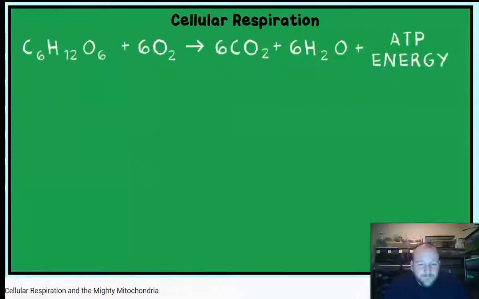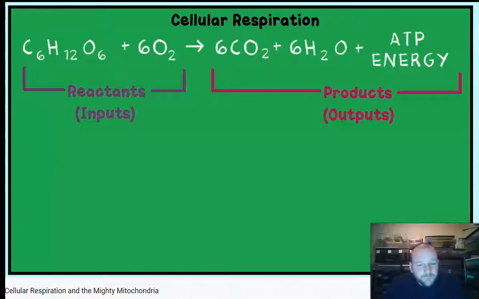Let's take a look at this formula. Remember that reactants, the inputs, are on the left side of the arrow, and products, the outputs, are on the right side of the arrow.